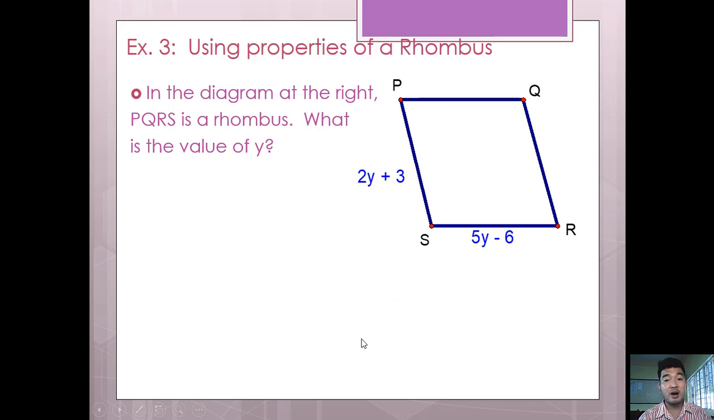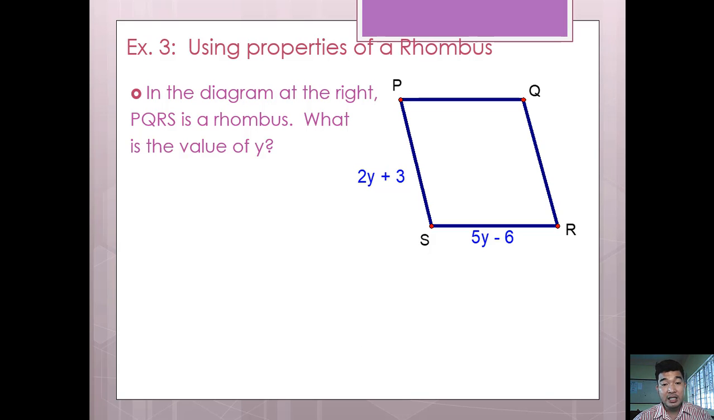Using properties of a rhombus. In the diagram at the right, PQRS is a rhombus. What is the value of y? Ayan. Alam natin na itong figure na nasa kanan ay rhombus. And we know the different properties of a rhombus. Given that PQ or PS is 2y plus 3 and SR is 5y minus 6. Tinatanong yung value ni y.